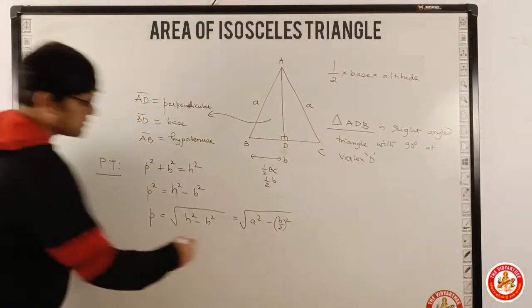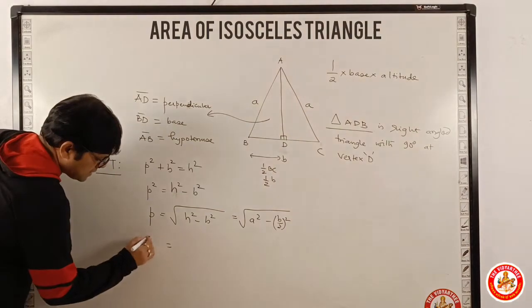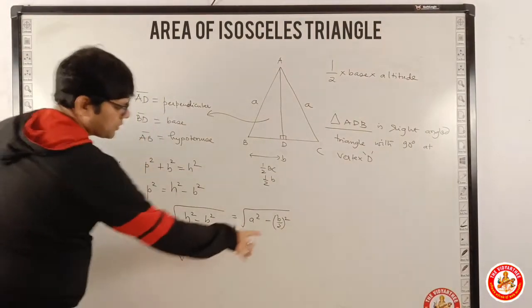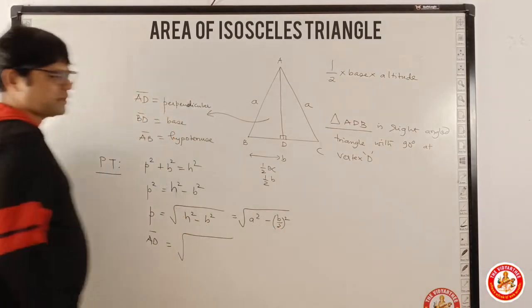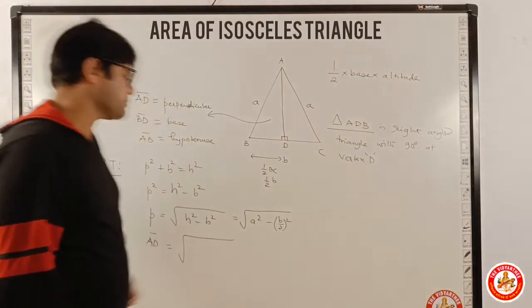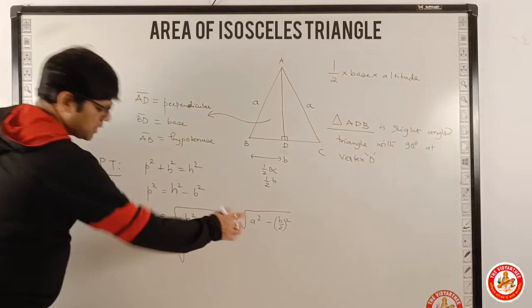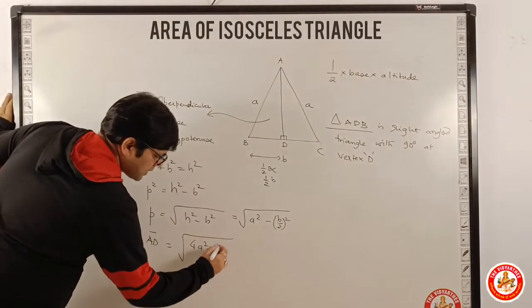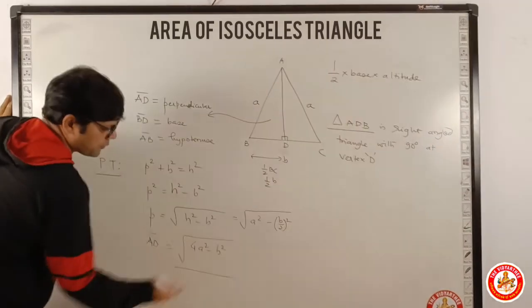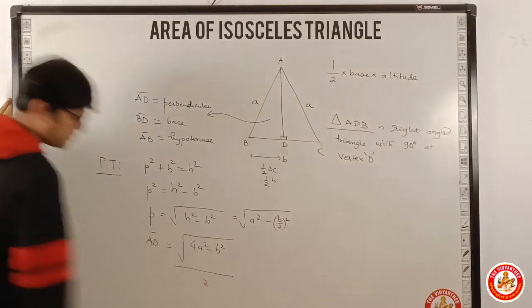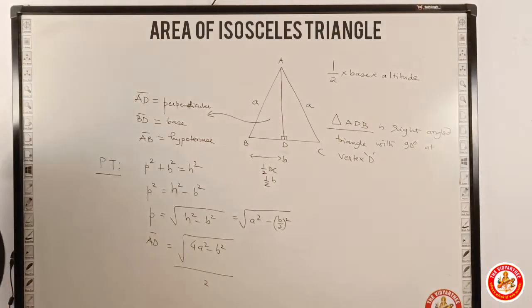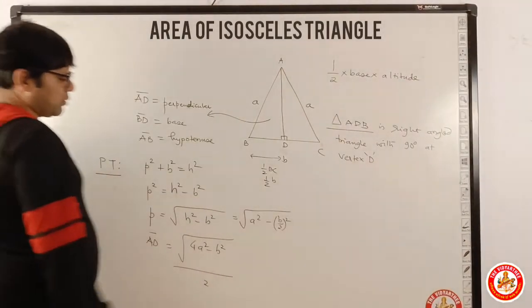Fine. That means AD measures to, now you can cross multiply this. What is b square? b by 2 whole square. It is b square by 4. If you cross multiply, it comes to 4a square minus b square whole divided by, if you take the square root of 4 it is 2. So you have got AD as under root of 4a square minus b square by 2. That's your perpendicular.